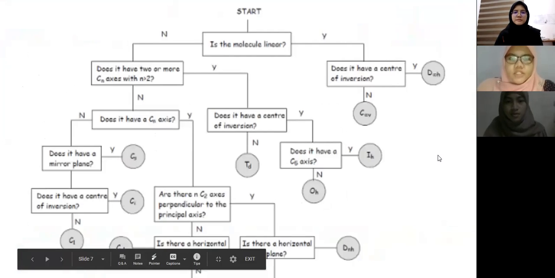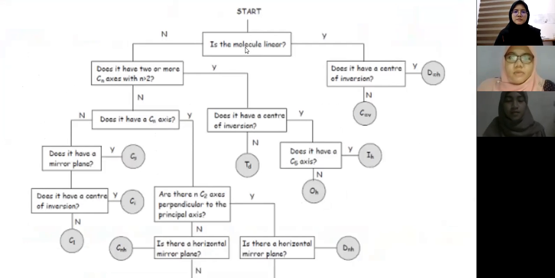So, to determine the point group: the molecule is not linear. It has more than two Cn axes. It has a center of inversion. It doesn't have a C5 axis, so therefore it's an octahedral point group.